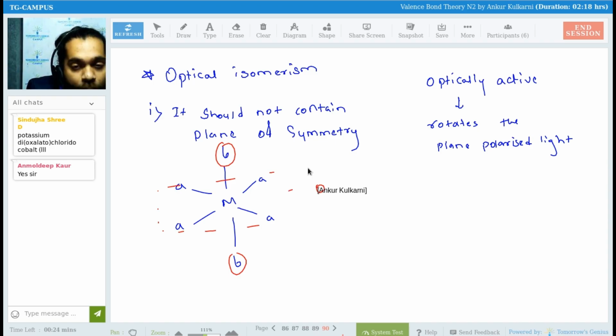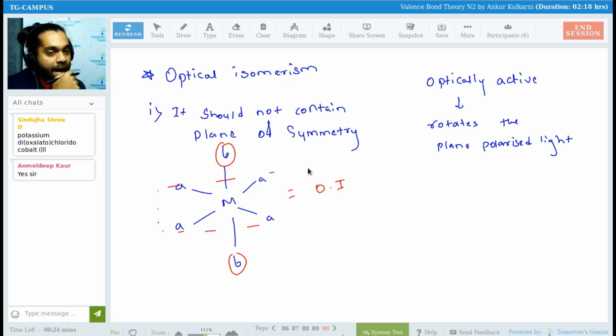So this will become optically inactive. It will become optically inactive. Are you getting it? Sarjan, Jason, come on, tell me. It will be optically inactive. Why? Because there is a plane of symmetry.